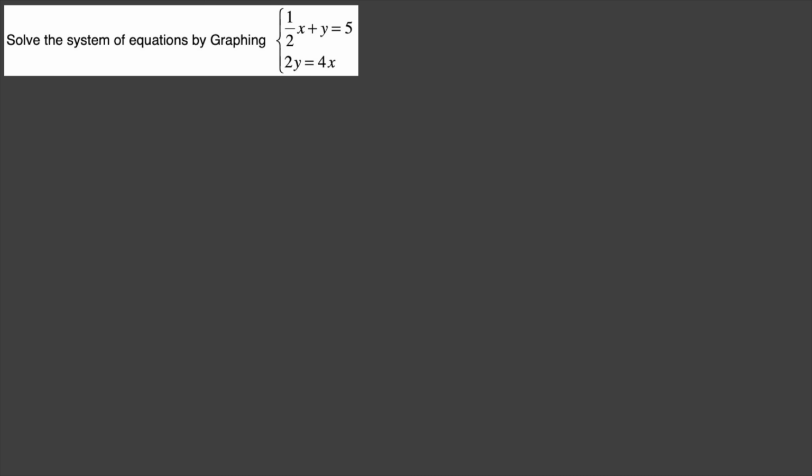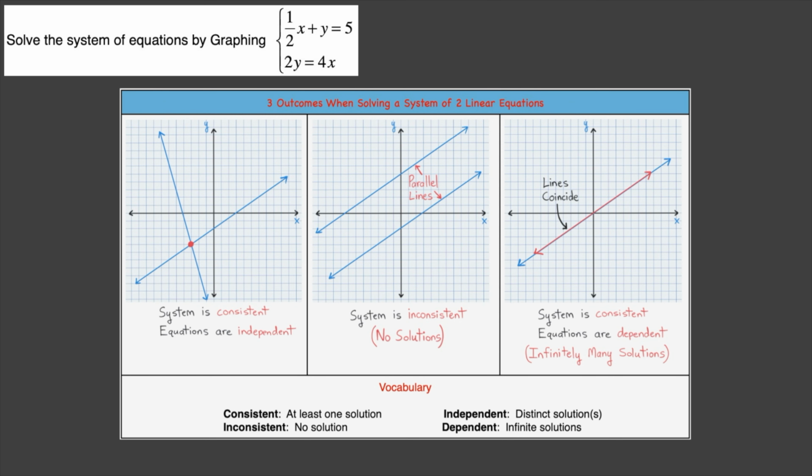This question says, solve the system of equations by graphing. We are given two lines here. Let's take a look at the three possible outcomes when we graph two lines. So here we have two lines that intersect at one point. This system is said to be consistent and the equations are independent. So consistent means at least one solution, which we have one solution right here, 1 point. And the equations are independent because there's a distinct solution, again, 1 point.